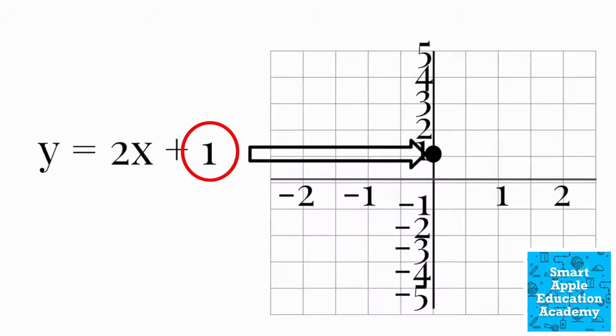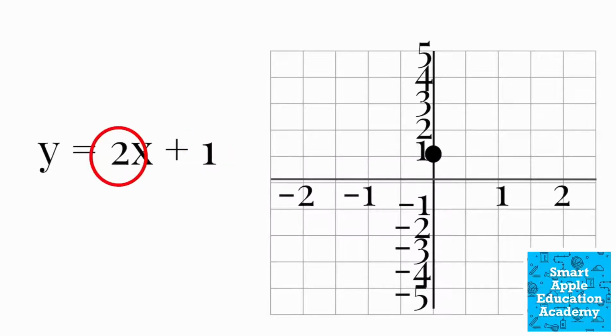In the general form of a linear equation, which is y equals mx plus b, m is the slope and b is the y-intercept. So what is the m in this equation? The m in this equation is 2. So every time x increases by 1, y increases by 2.